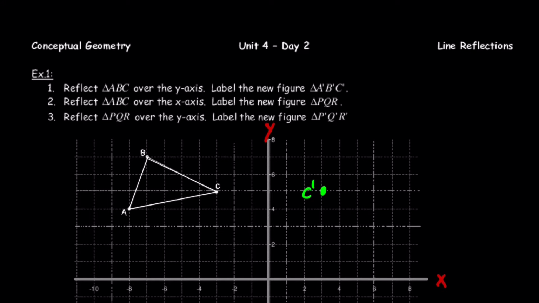So now I do the same thing with B. Count the number of blocks to the y-axis, and then you go that same number of blocks to the other side. Okay, so we have 1, 2, 3, 4, 5, 6, 7. So B prime would be here, and I'm going to do the same thing with A. 1, 2, 3, 4, 5, 6, 7, 8, way over there at the end. And that's A prime. And now we just sketch in that triangle.